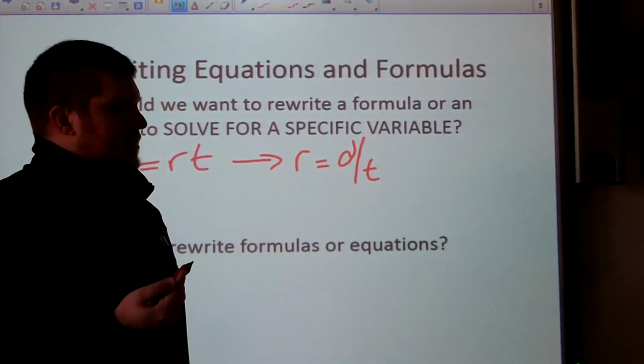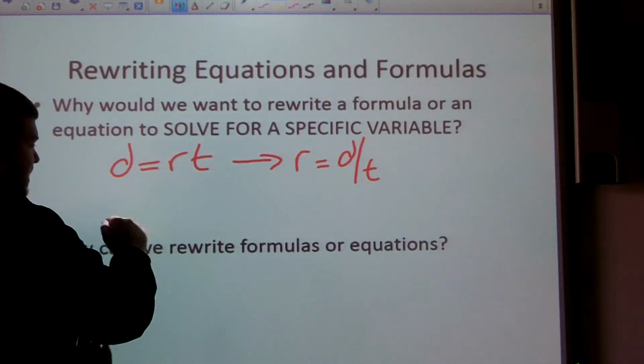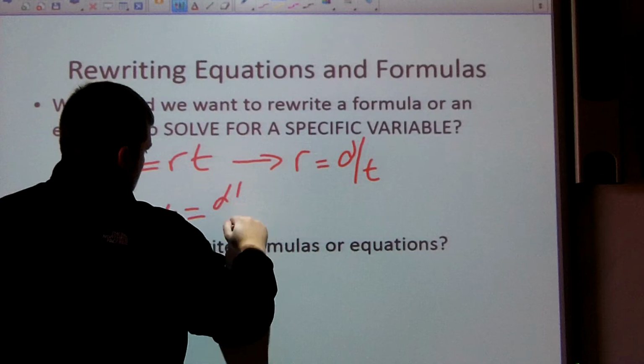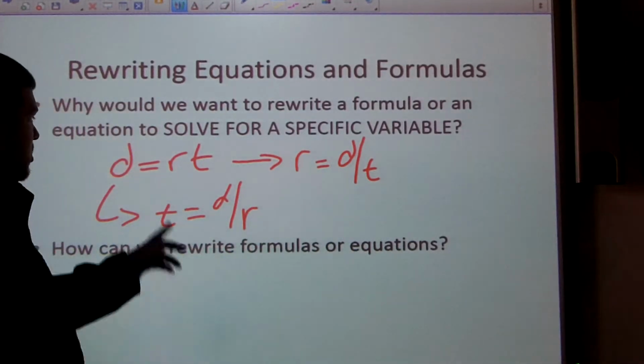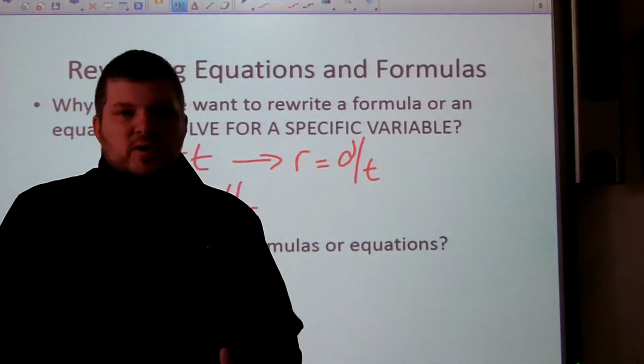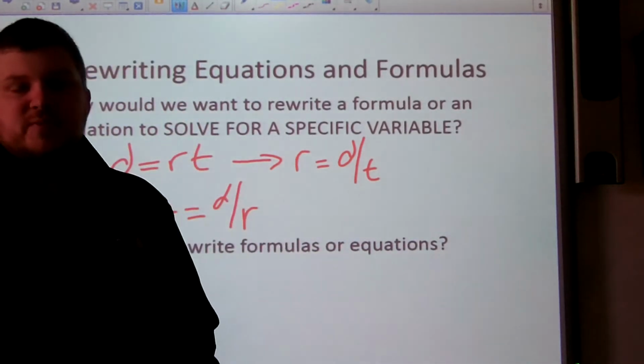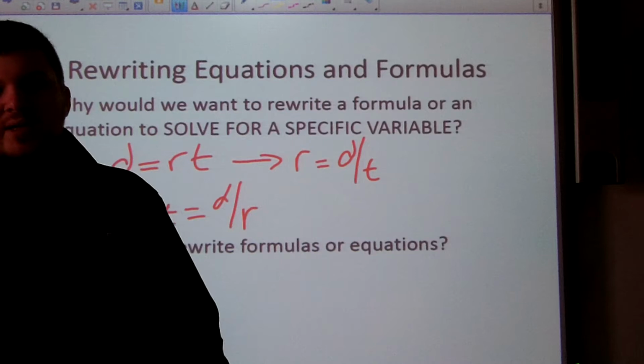Okay? Well, what if instead I want to find, I don't know, the time? So time is equal to... So by just knowing one formula, if I can move things around and solve for a specific variable, I got two for free that weren't necessarily taught to me. Okay, so that's why it's important.